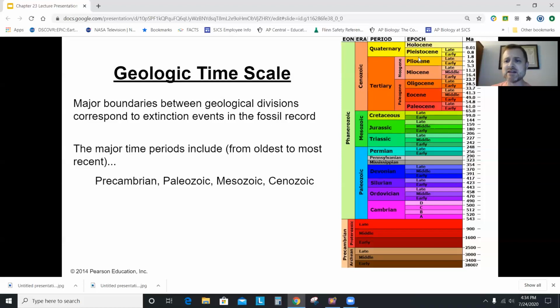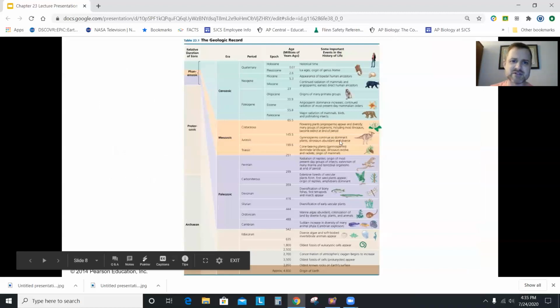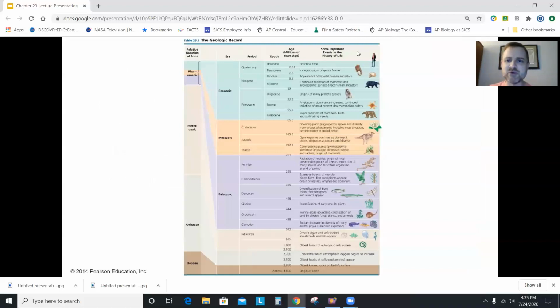The AP exam could give you this chart and ask you questions about it, but the names you don't need to have memorized. This is just another picture of the geologic time scale when humans appeared.